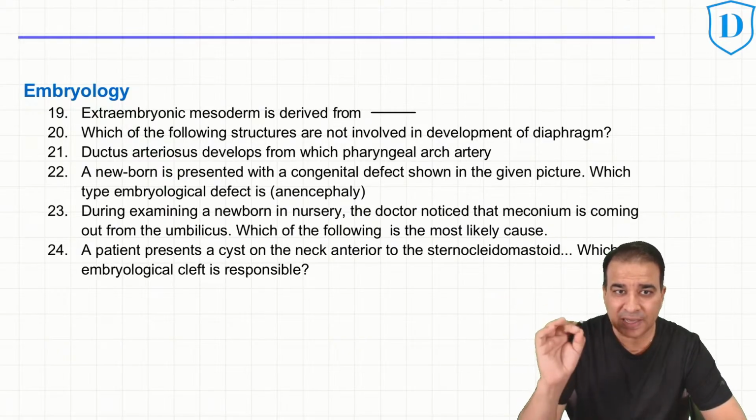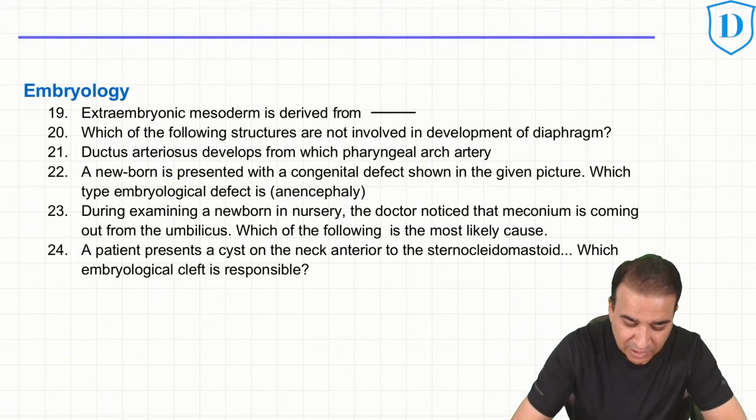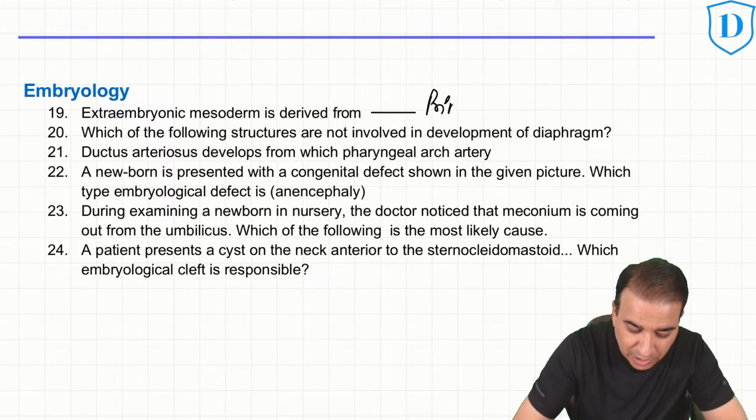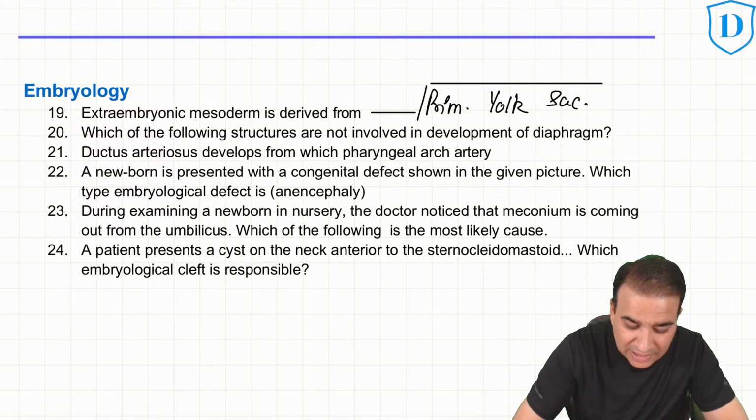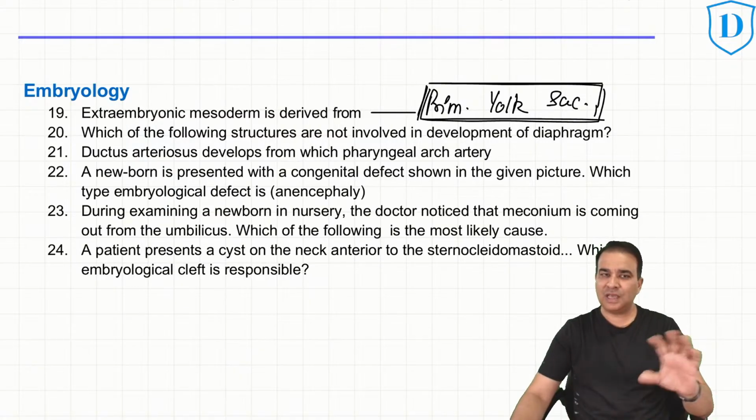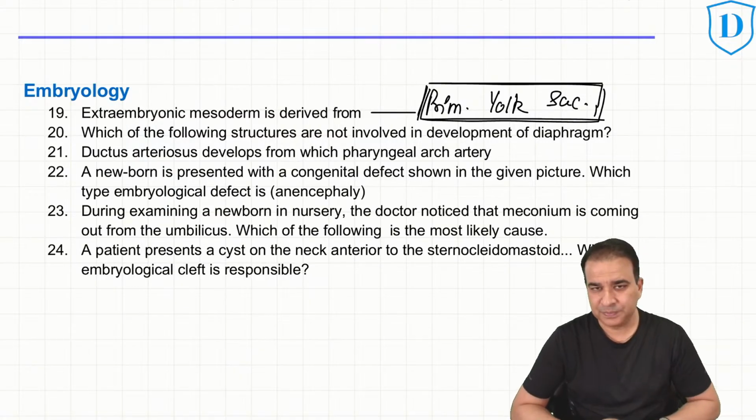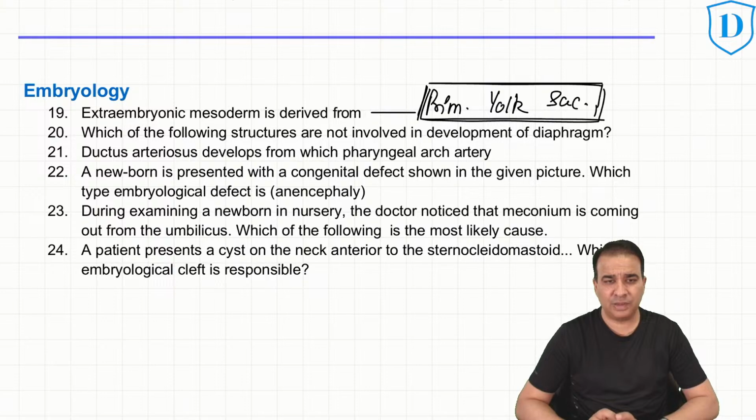If the question is asked, the extra embryonic mesoderm is derived from where, your answer is the primary yolk sac. At some places the answer given may be the trophoblast, which won't work. Primary yolk sac, guys, you have to go with the latest text. Primary yolk sac is the right answer. Primary yolk sac will give rise to the extra embryonic mesoderm.